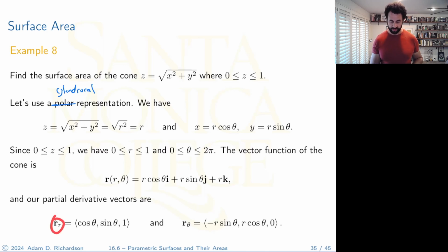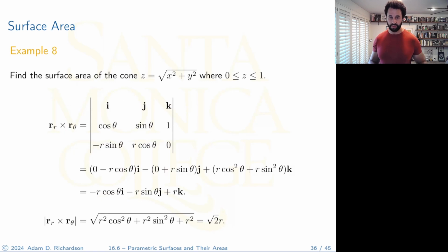So here we go. If we differentiate r with respect to r, we get cosine theta, sine theta, 1. If we differentiate r with respect to theta, we're going to get negative r sine theta, r cosine theta, and 0. Now let's compute the cross product. So there are two vectors, go through that cross product process, and we get this. So this is a normal vector to the surface at every point. Now we can compute the magnitude.